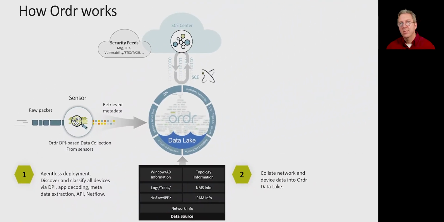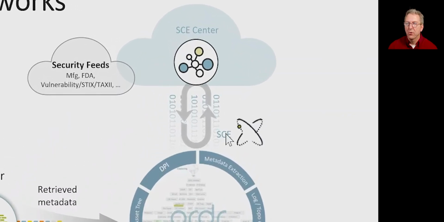All of that goes into our data lake. This sits up in the cloud. It's a massive scalable database, which then correlates all of the information that we're seeing from the network traffic, from all of the API integrations, and it matches it to the database of millions of devices that we've already seen from all of our other customers. This is also where we correlate the information from public databases of CVEs, manufacturing databases, FDA feeds, vulnerability information from URL filtering and threat feeds.